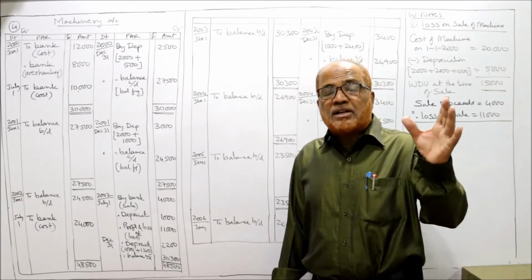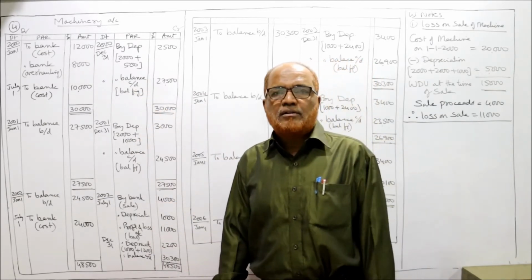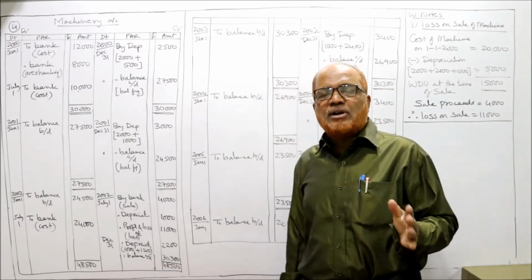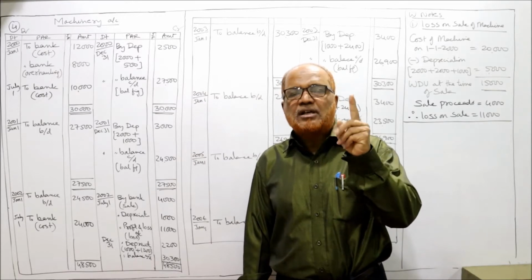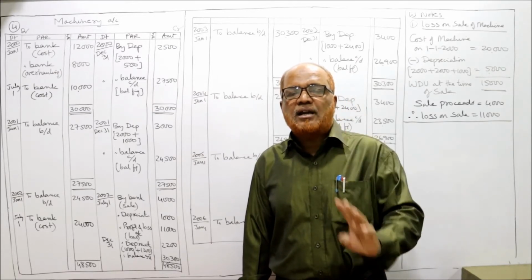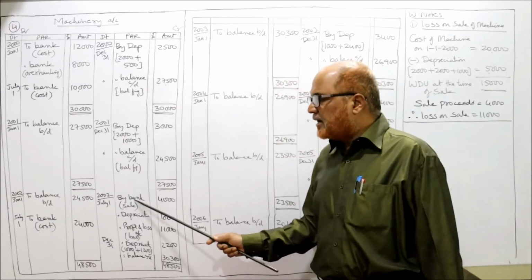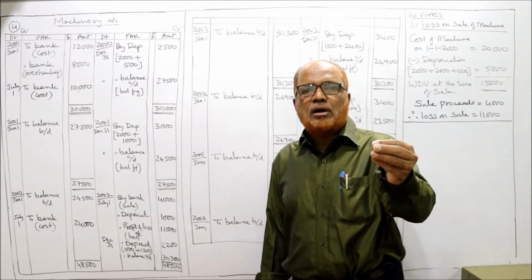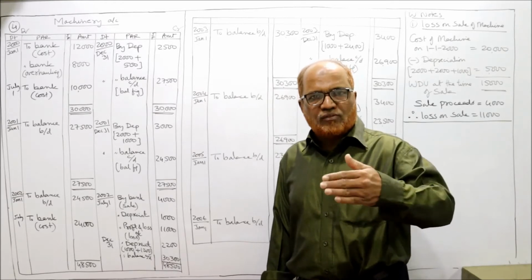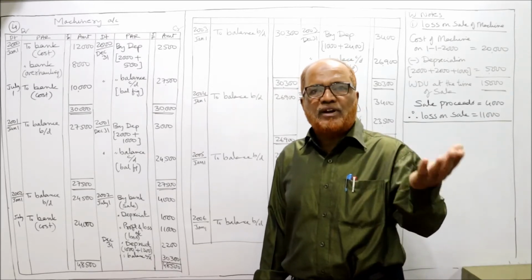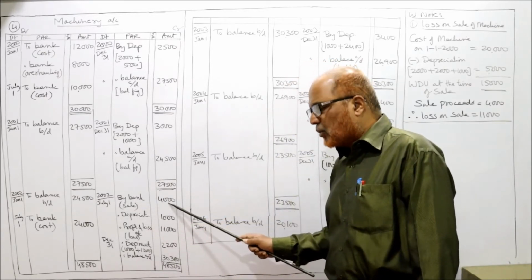The machine which was purchased on 1st January, this 20,000 worth of machine, was sold away for rupees 4,000. Whenever a machine is sold, three entries you have to pass. The first entry is sale proceeds, the second entry depreciation, the third entry profit or loss. Now, the first entry will be sale. When the machine is sold, bank account debit to machine account. Machine is going out, so we credit machine. Cash is coming in, so we debit bank. The credit side, by bank, sale, 4,000.